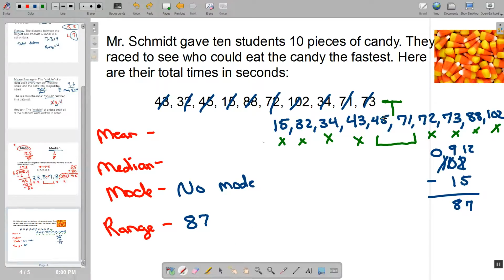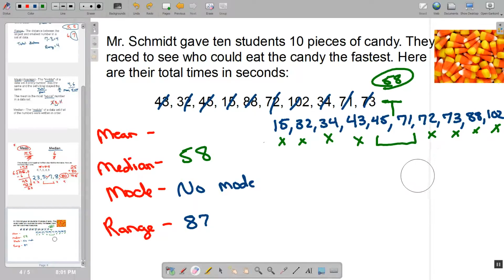So let's try 12. 12 bigger than 45, well, that is 57. 12 smaller than 71, that's 59. Ooh, we're really close. So let's try 13. Let's try 13 bigger and 13 smaller. So 13 bigger than 45, that's 58. And 13 smaller than 71, also 58. So then the median here is the number 58. Remember that this is not actually part of the data set. It is just halfway between the two middle numbers.